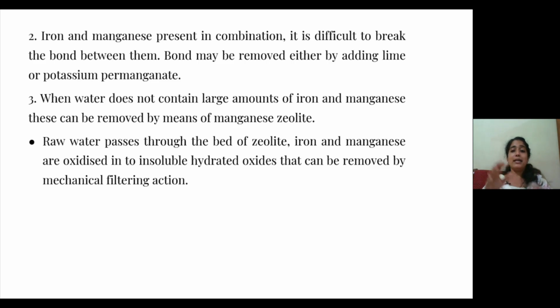When water does not contain a large amount of iron and manganese, they can be removed by means of manganese zeolite. That is, the water is passed through the zeolite layer and the iron and manganese will be caught in the zeolite layer, which can be regenerated or reactivated through some processes. The bed of zeolite will absorb the iron and manganese, which is oxidized into insoluble hydrated oxides that can be removed by mechanical filtering action.